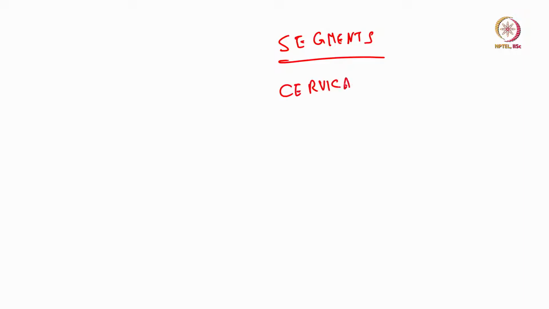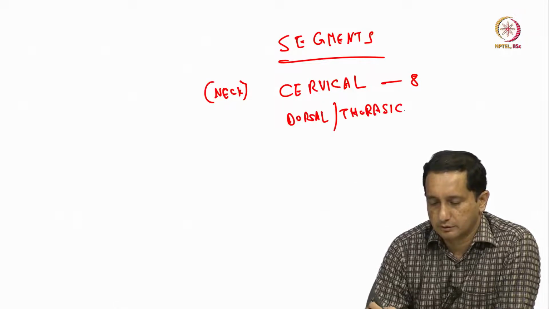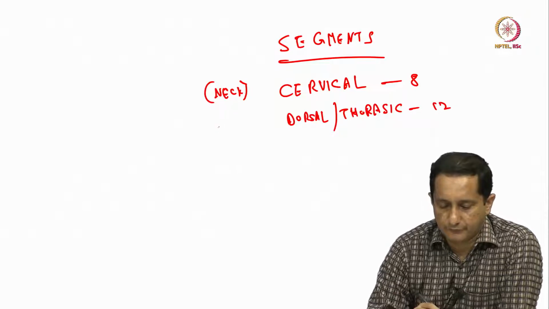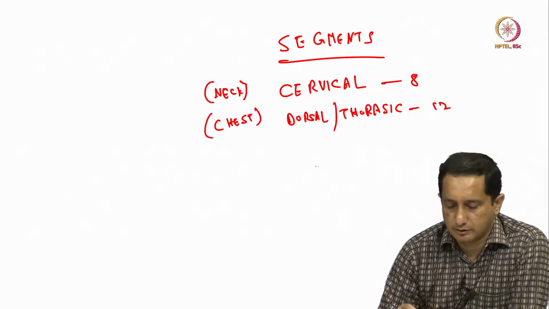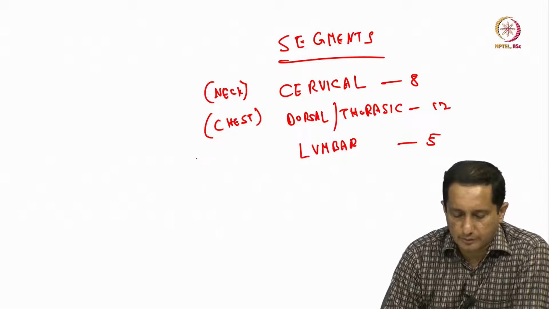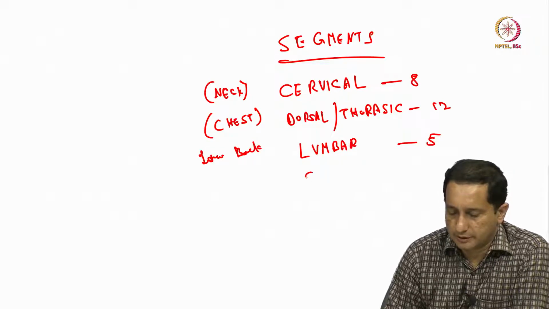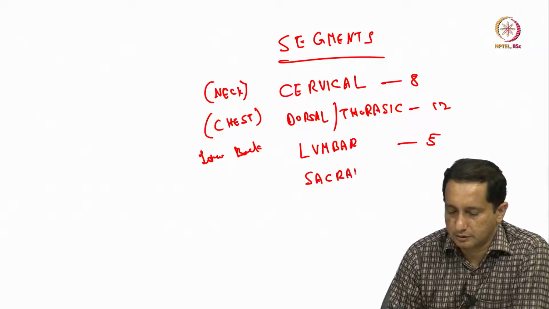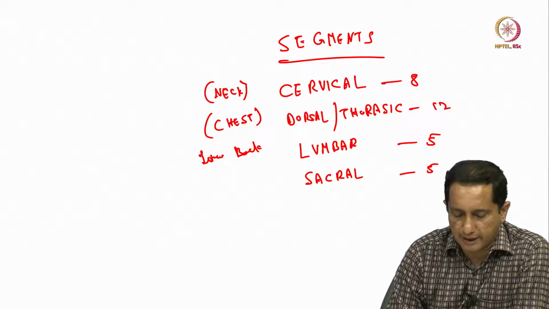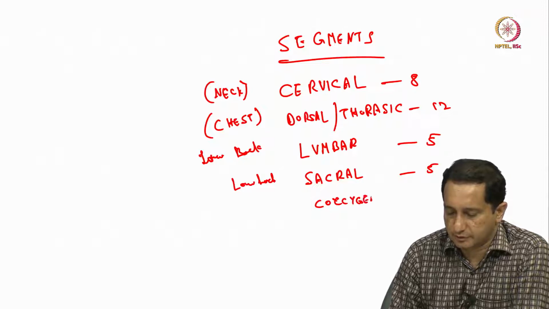There are cervical, that is the neck, 8; dorsal, thoracic, 12, this is the chest; lumbar, 5, that is the low back; and sacral, 5, this is the back, and this should be low back. Coccygeal is about a 1.